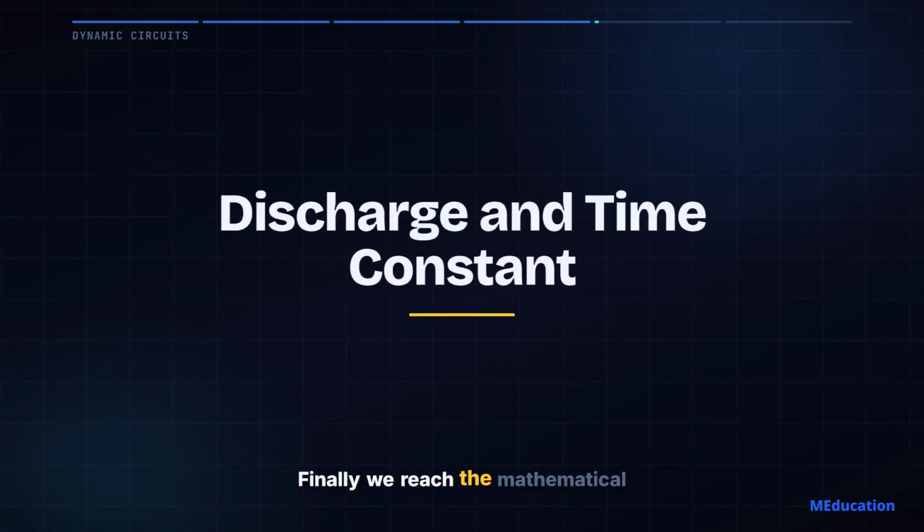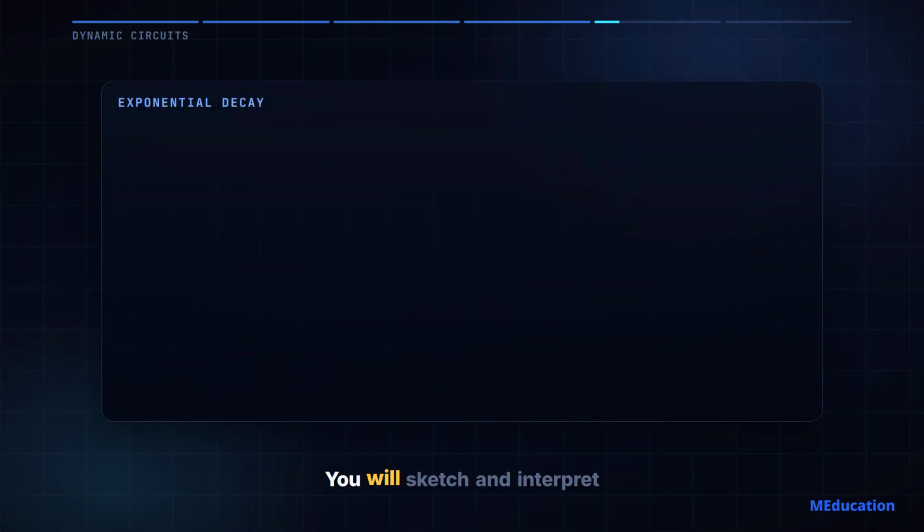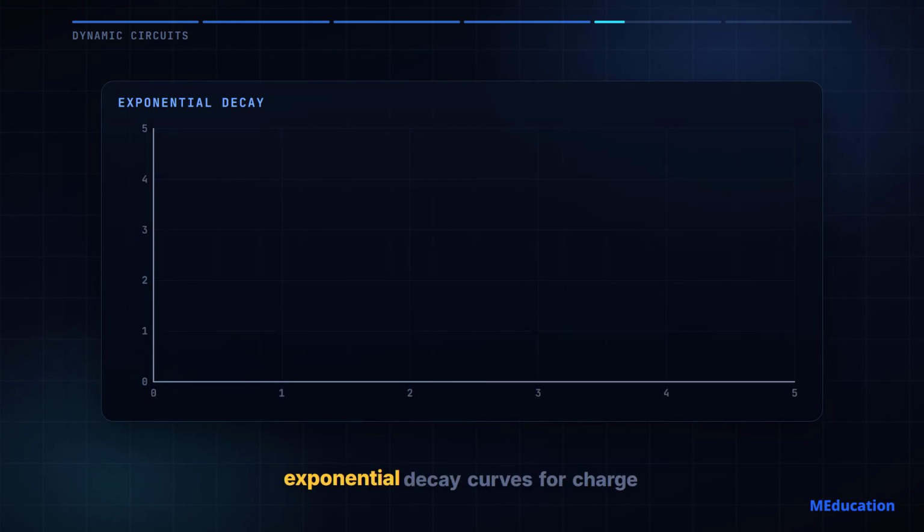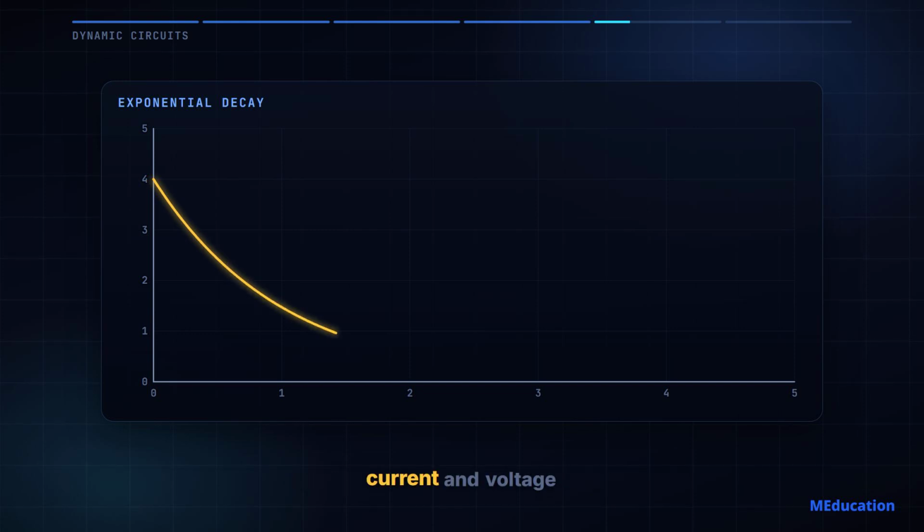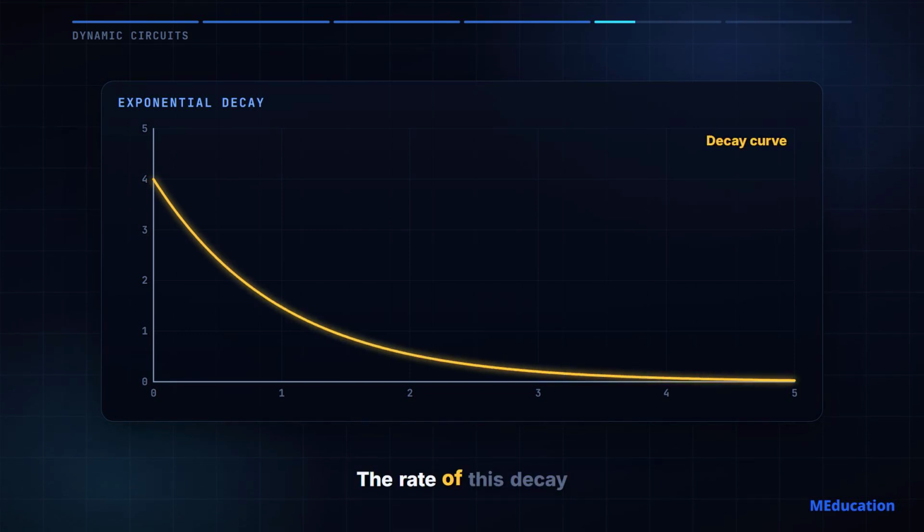Finally, we reach the mathematical heart of the unit, charging and discharging capacitors and the crucial concept of the time constant. You will sketch and interpret exponential decay curves for charge, current, and voltage. The rate of this decay is governed by the time constant, which is simply resistance multiplied by capacitance. This value dictates the exact timing of everything from intermittent windscreen wipers to medical pacemakers.